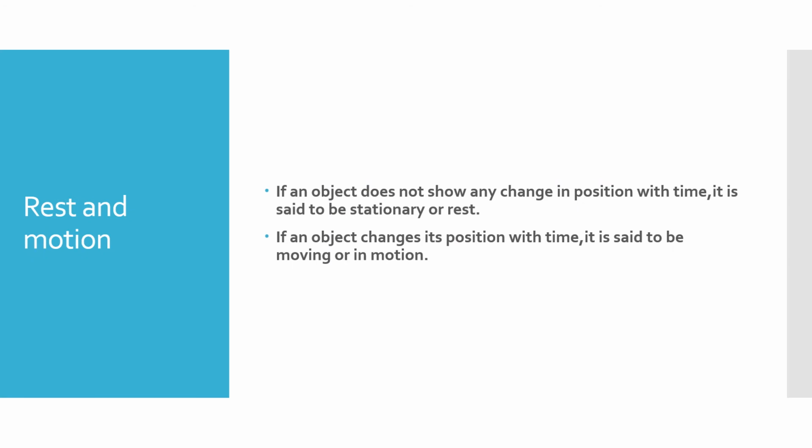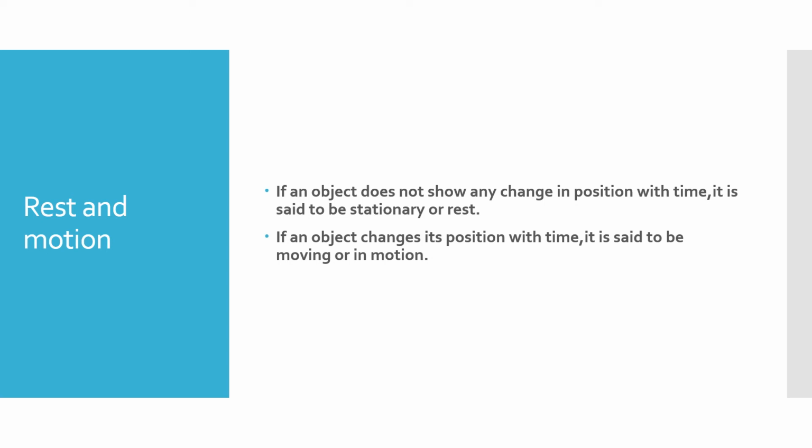Rest and motion. Now, if an object does not show any kind of motion or any change in position with time, then it is said to be in the state of rest, or stationary. For example, the position of a clock does not change, so it is said to be stationary.